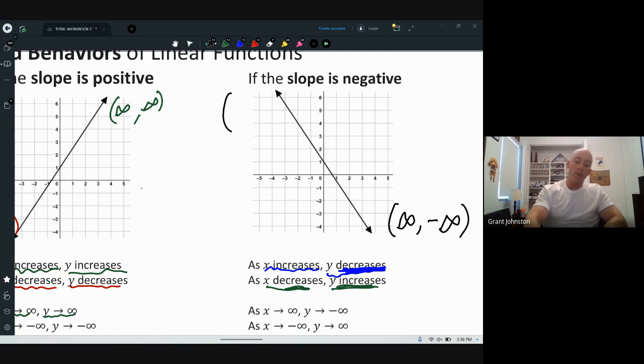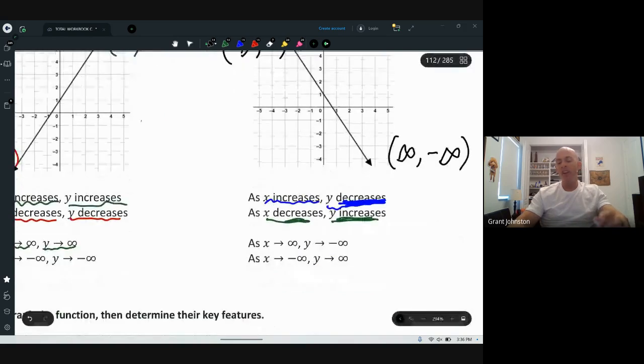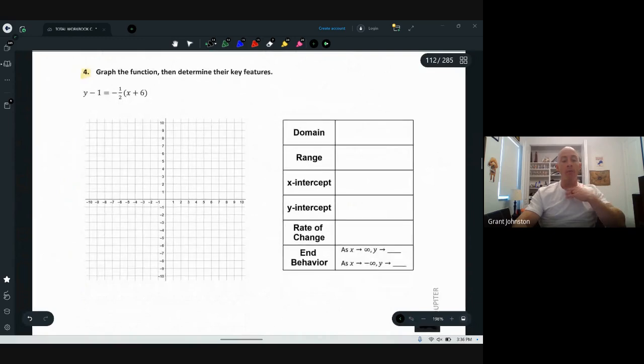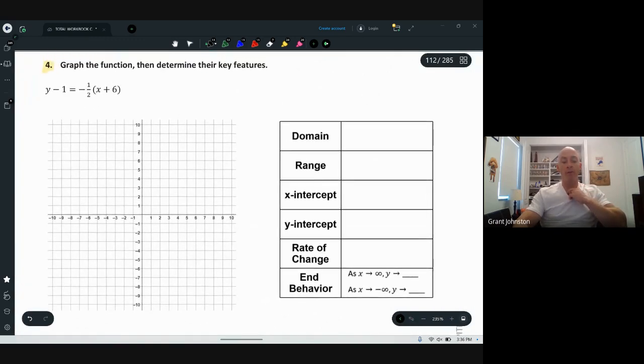And as x goes to negative infinity, this graph is going to positive infinity in the y direction. So let's apply it. Those were just some examples. Okay. Number 4 says graph the function to determine their key features.